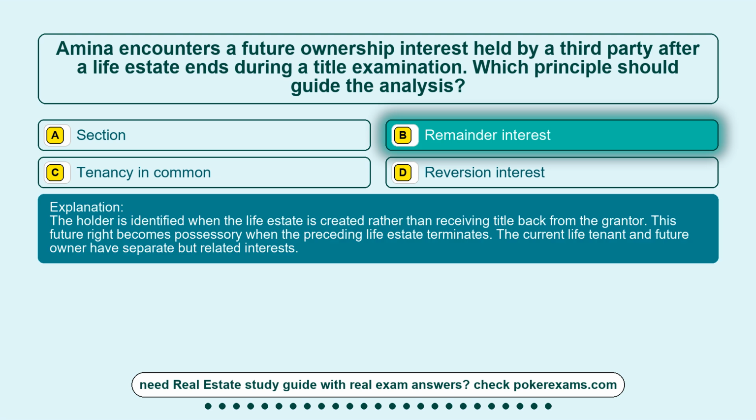The holder is identified when the life estate is created rather than receiving title back from the grantor. This future right becomes possessory when the preceding life estate terminates. The current life tenant and future owner have separate but related interests.